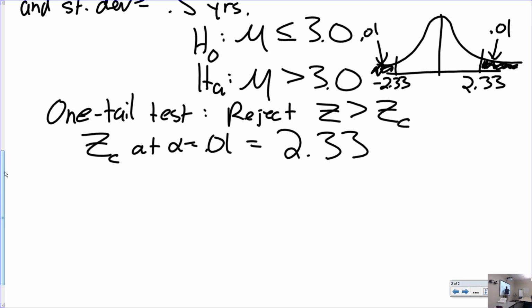So now, does everybody see why we use 2.33 instead of 2.575? Right, because it looks like that's what we should use, but that would be only if this were a two-tail test, and since this is a one-tail test, that's why we use the 0.98. All right?